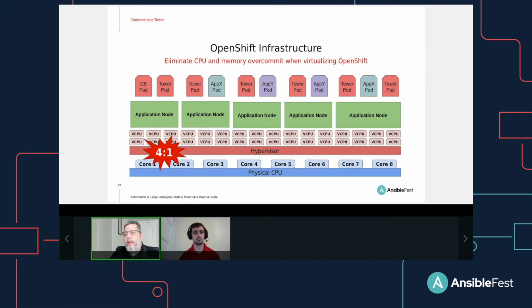Finally, in application node 5, we can see, although it has more virtual CPUs, we have 2 Tower pods and an application X pod. So not only could Tower be competing with itself in this case, but it can be competing with application X and causing performance issues for Tower or for application X.